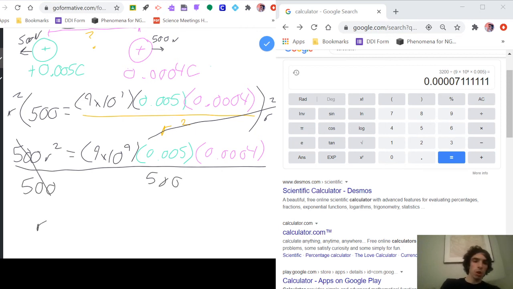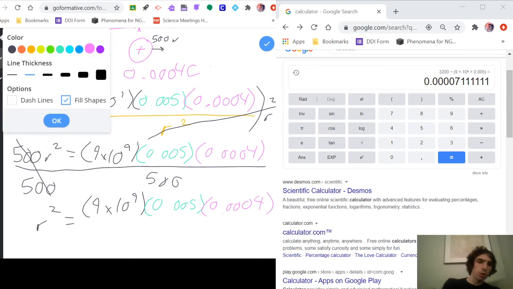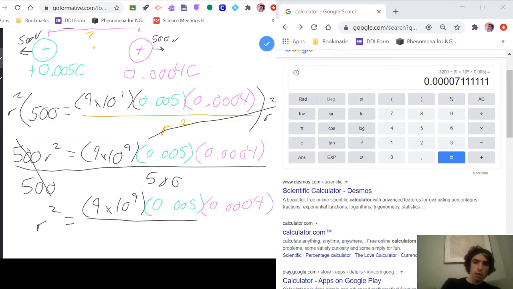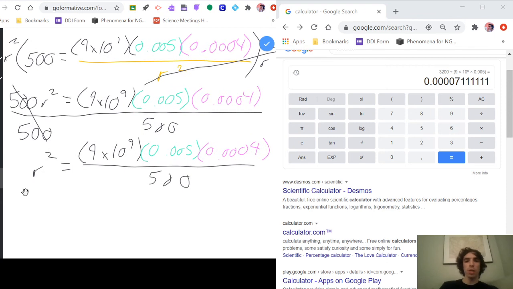So that's going to leave me with r squared is equal to 9 times 10 to the 9th times 0.005 times 0.0004, all divided by 500. Okay, so now we're at a step where we should probably plug some stuff into the calculator. In fact, I could have a little earlier and it might have saved me some writing, but just for the sake of completeness, I'll show all of you.